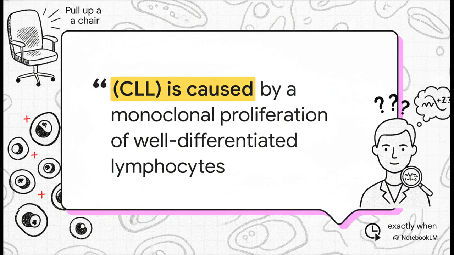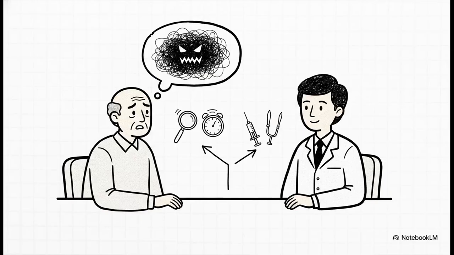Now, I don't want you to just memorize a bunch of lists. I want you to truly understand how this disease behaves. That way, when a 72-year-old patient sits in front of you with some abnormal blood results, you'll know exactly what to tell them, what to look for, and exactly when to act. Let's get to work.